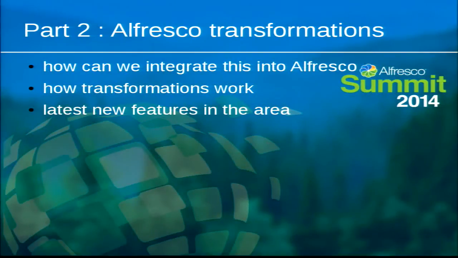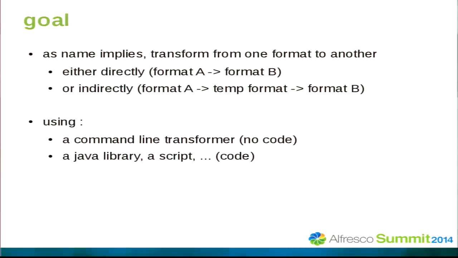So the second part is going to be a bit less complex. It's going to be about how can we integrate that script that does all the work into the repository, and what are the new features in that area in the repository. So what is the goal of transformation?